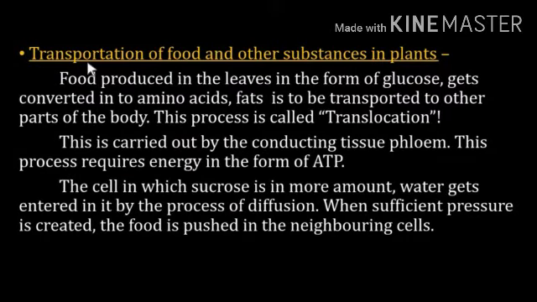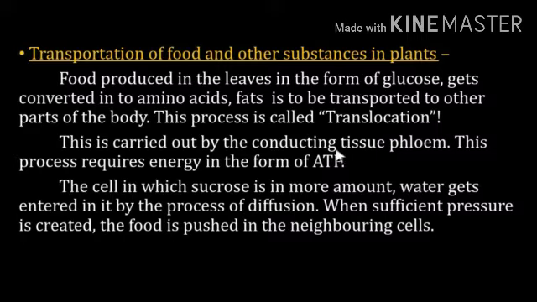Now, the next part is the transportation of food and other substances in plants. We know that food is produced in leaves in the form of glucose in the process of photosynthesis, and after formation, this glucose gets converted into amino acids, fats, and some other substances are also formed, and that is totally known as the food. Now, this food is to be transported from leaves to the other parts of the body, and this process of transportation of food is known as translocation.